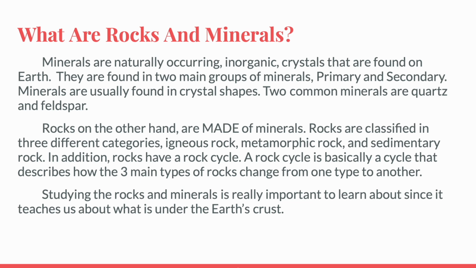Rocks, on the other hand, are made of minerals. Rocks are classified in three different categories: igneous rock, metamorphic rock, and sedimentary rock. In addition, rocks have a rock cycle. A rock cycle is basically a cycle that describes how the three main types of rocks change from one type to another. It's like the water cycle in a way, but with rocks.